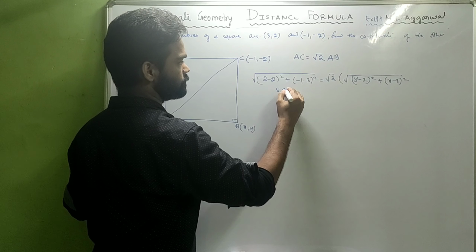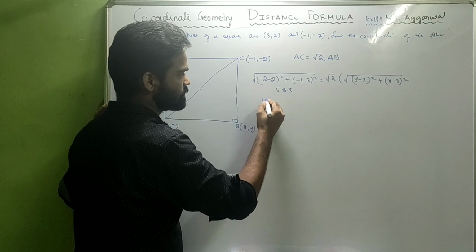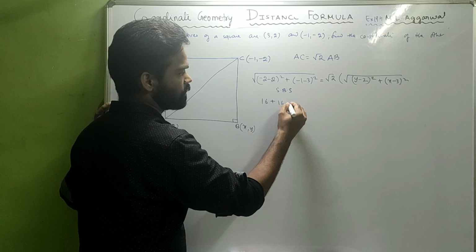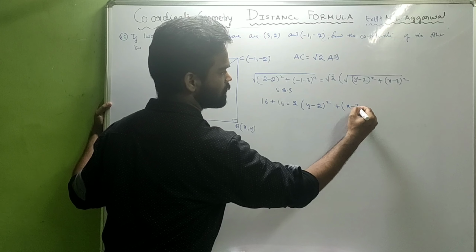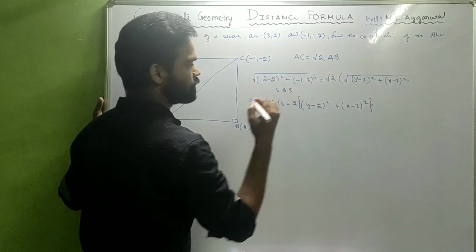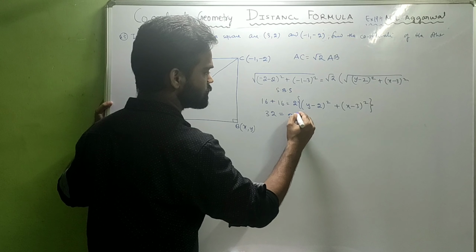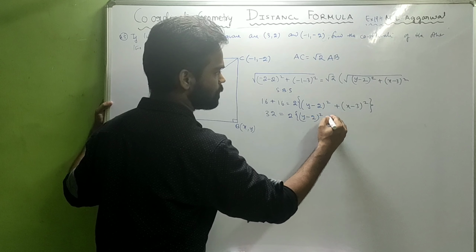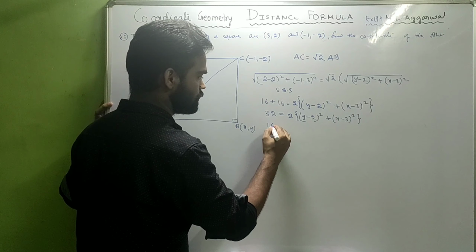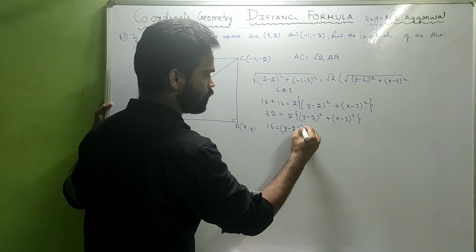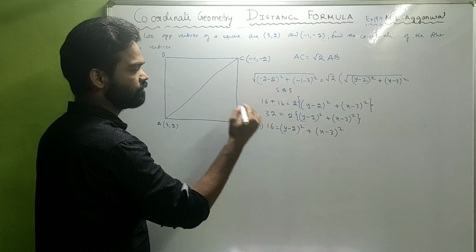Squaring both sides, the square root goes away, and this becomes (-2 minus 4) whole square, that's 16, plus this is also 16, equals 2 times the bracket: (y minus 2) whole square plus (x minus 3) whole square. So that's 32 equals twice (y minus 2) whole square plus (x minus 3) whole square, isn't it? Which means 32 divided by 2 is 16. 16 equals (y minus 2) whole square plus (x minus 3) whole square. Done. This is the first relation we have got.